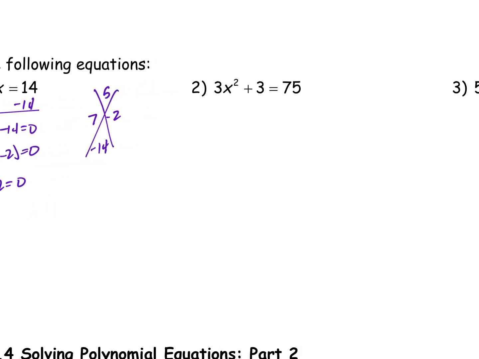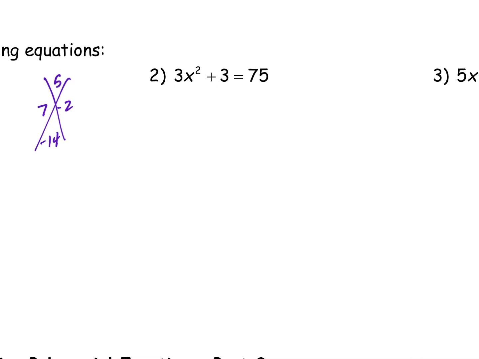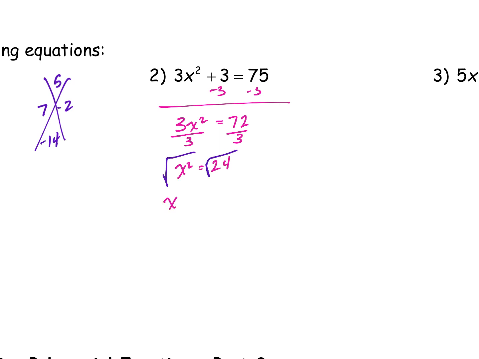Number 2, there's only an x squared, so I'm going to get everything but the x squared on the other side of the equal sign. So subtract 3, and I get 3x squared equals 72. Divide by 3, x squared is going to equal 24. Square root it. x is going to equal... 24 is 4 times 6. So that's plus or minus 2 square root of 6.